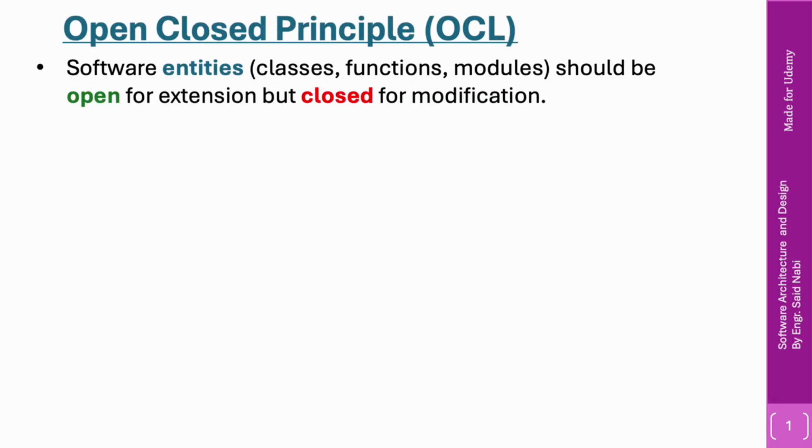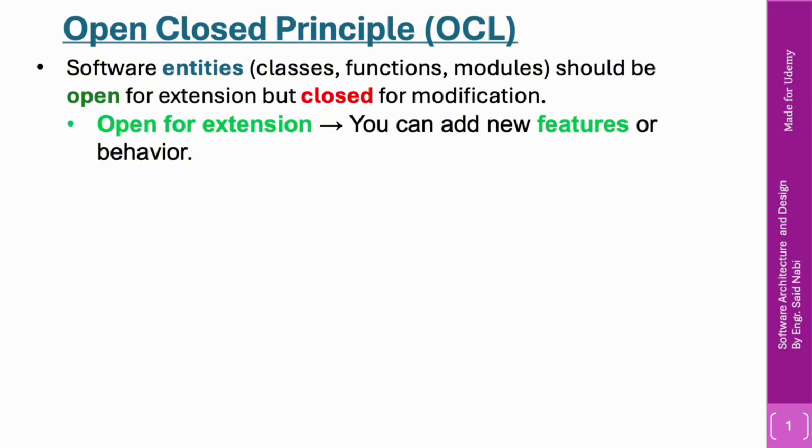All right, after discussing the single responsibility principle, now let's talk about the open closed principle and what it is. Since in the word SOLID, after S we have the O, the O stands for the open closed principle, and sometimes it is called OCP, which tells us that software entities like classes, functions, and modules should be open for extension but closed for modification.